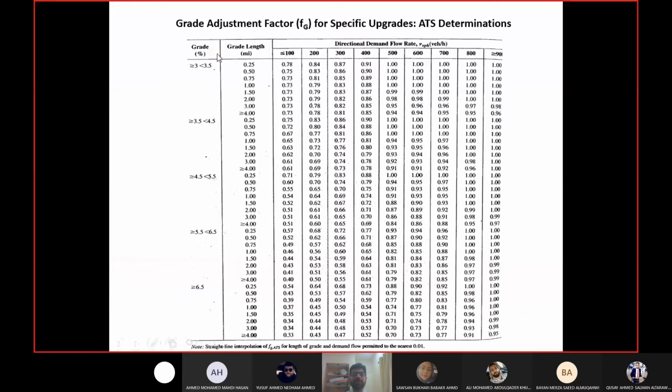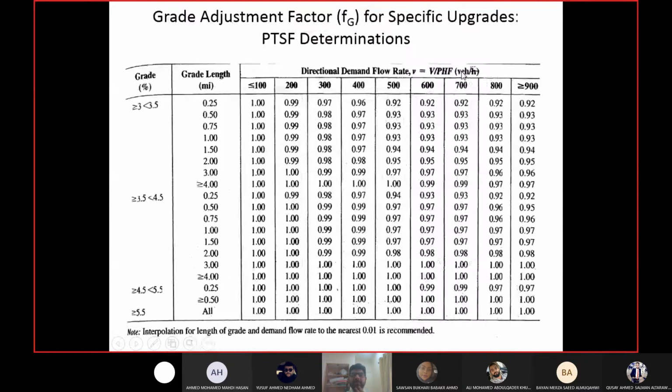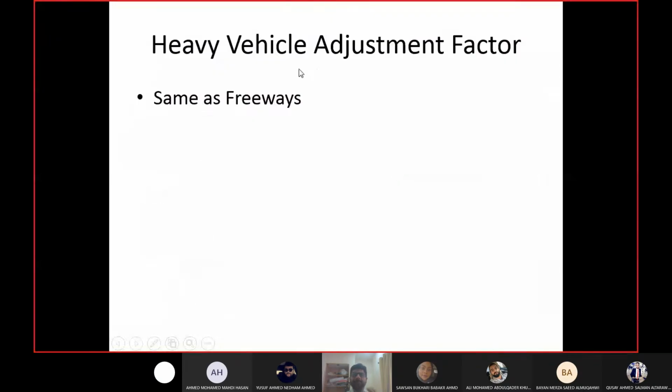So you need the value of the gradient, you need the length of the gradient, and you need the flow rate for the direction in which you are doing it. Okay, so this is for ATS calculation, this is for PTSF calculation. And you need the same things: grade, length, and the flow rate. Heavy vehicle adjustment factor is the same as freeways, we already covered it.